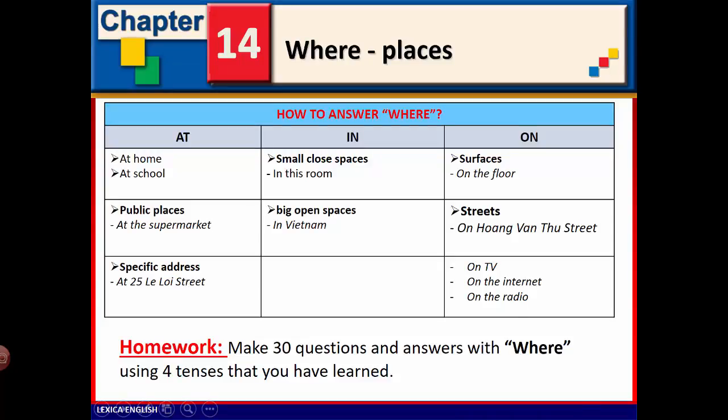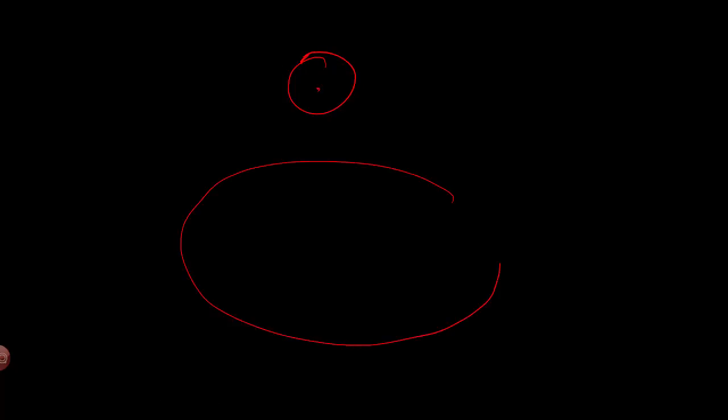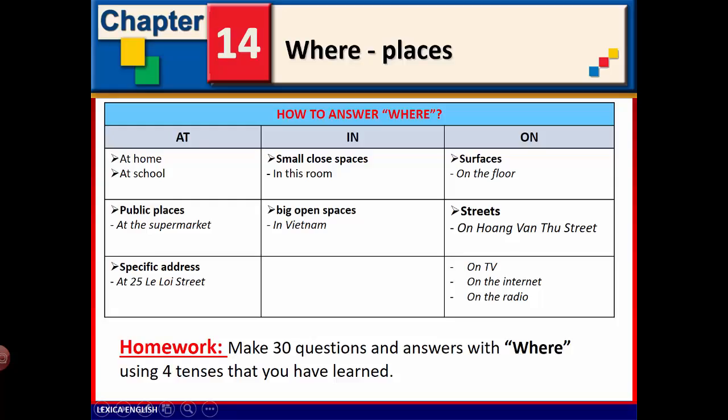Again, last, in what? In small closed spaces. And what else in? In big open spaces. In small closed spaces, like in a box. In big open spaces, like in a country, in a city, right? Say on surfaces.